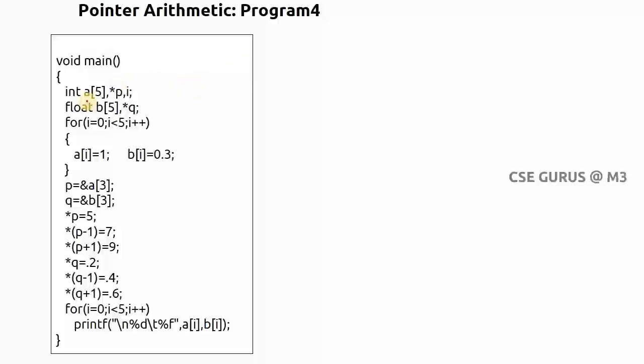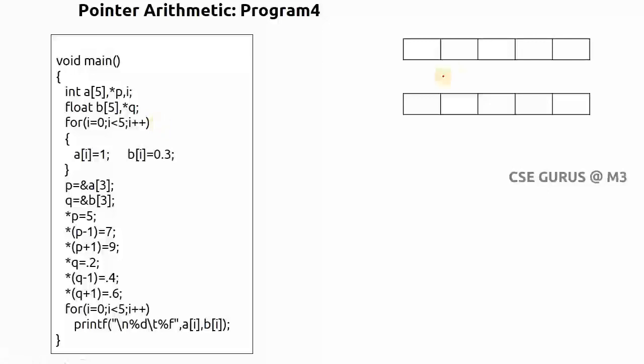Here I have taken 2 arrays, one is integer data type, another one is float data type, a of I and b of I, and I have taken 2 pointer variables, one is an integer pointer and another one is a float pointer which stores the floating values. Like this we can take. And what is the meaning of this for loop? I equals 0 it starts. So what is a of 0? It means 1, a of 1 again 1. Like this all the values will be assigned with 1. And what about b? All the values will be assigned with 0.3.